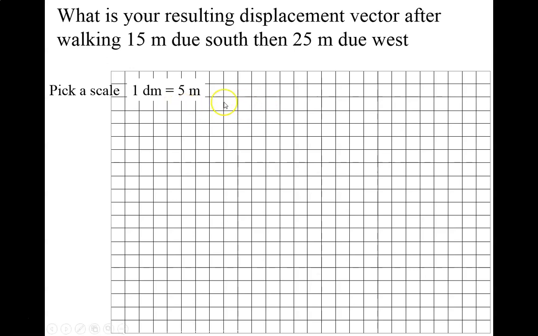say one decimeter, or let's say 1 centimeter equals 5 meters. So I would make this a 3 centimeter arrow due south. Then I would add to that a 5 centimeter arrow due west. I would add that together, put them tip to tail, and then draw them out, then measure my resultant and use my scale that 1 centimeter equals 5 meters, and then I'd get my answer, and I'd use a protractor to measure the angle.